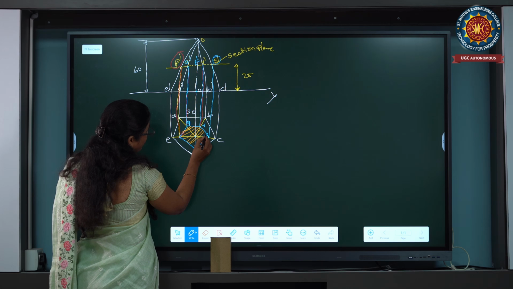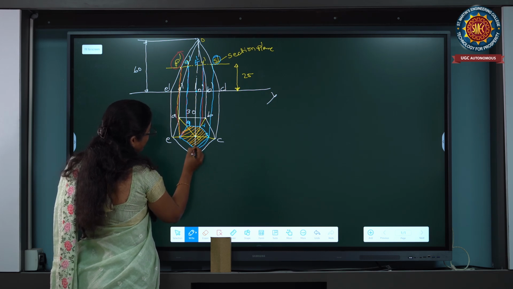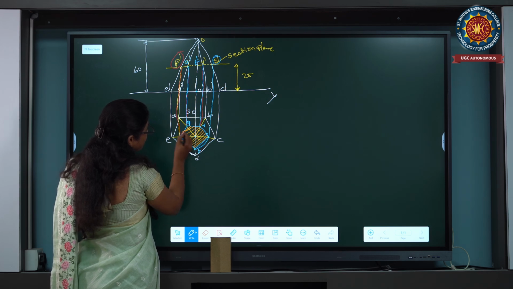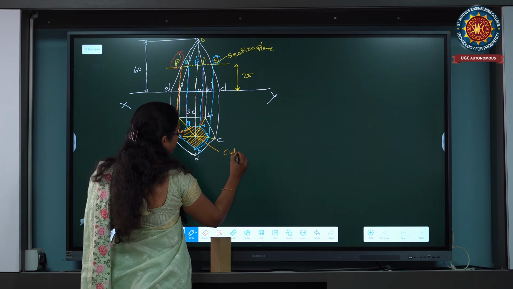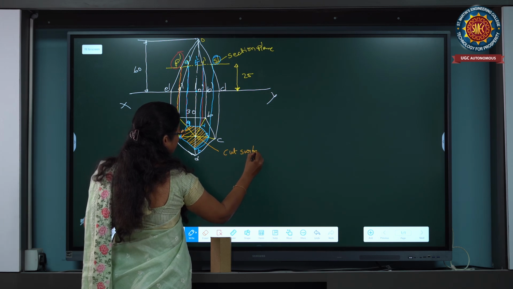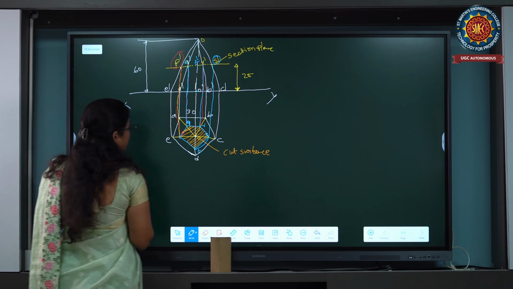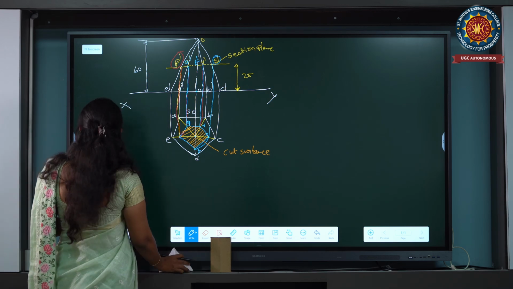Hatching lines we need to draw inclined at 45 degrees with a gap of 2 or 3 mm, and draw the lines parallel to each other, like that. This is called a cut surface. Okay, then we need to explain.